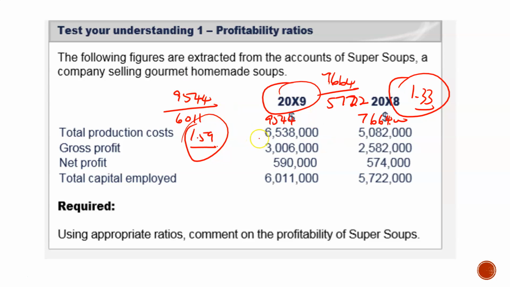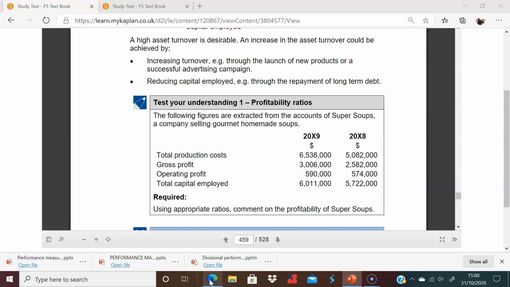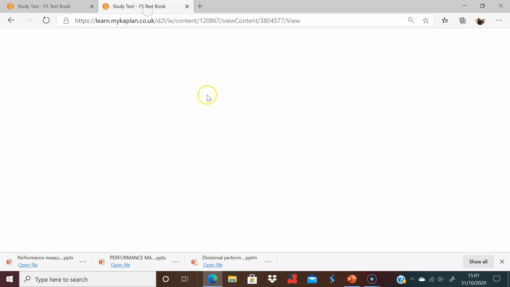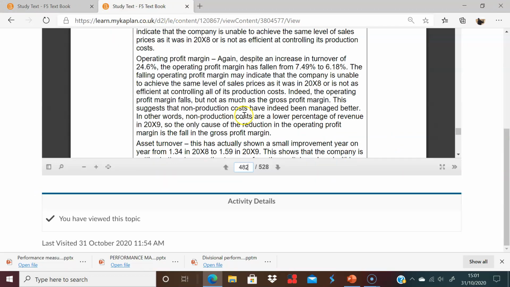income or turnover. Yeah, and I think that's about it. I think those are good enough ratios. Let's just look at the answers and see what they're talking about. Let's just go here and look at some of their discussions on this.